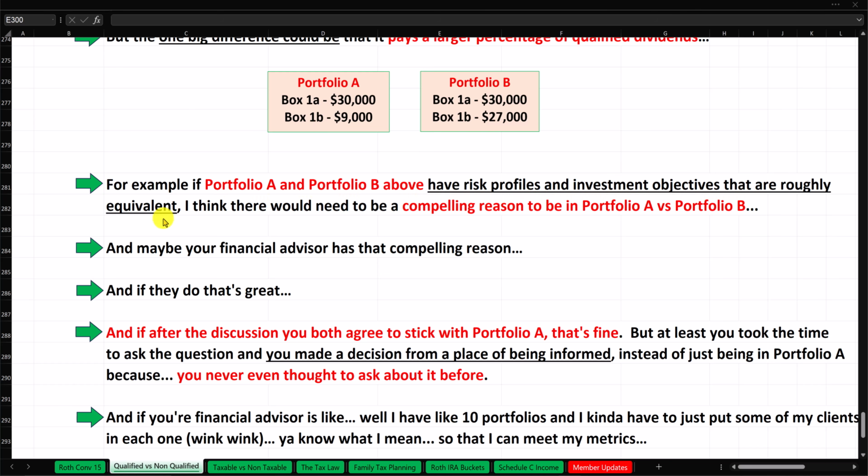For example, if portfolio A and portfolio B above have risk profiles and investment objectives that are roughly equivalent, I think there would need to be a compelling reason to be in portfolio A versus portfolio B. And maybe your financial advisor has that compelling reason, and if they do, that's great. And if after the discussion you both agree to stick with portfolio A, that's fine. But at least you took the time to ask the question and you made a decision from a place of being informed instead of just being in portfolio A because you never even thought to ask about it before.